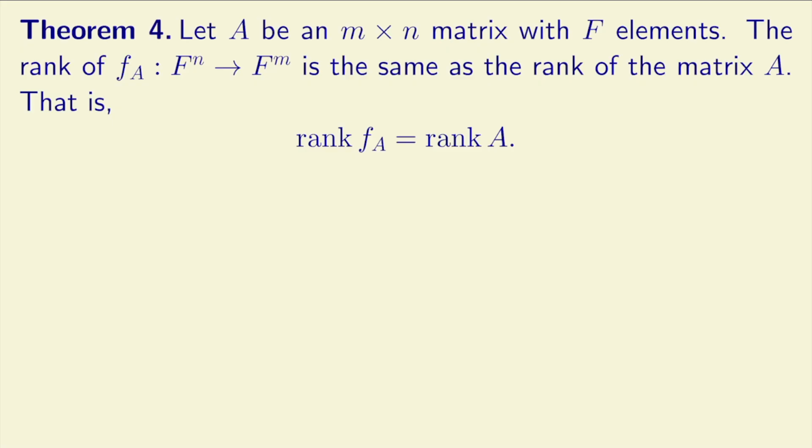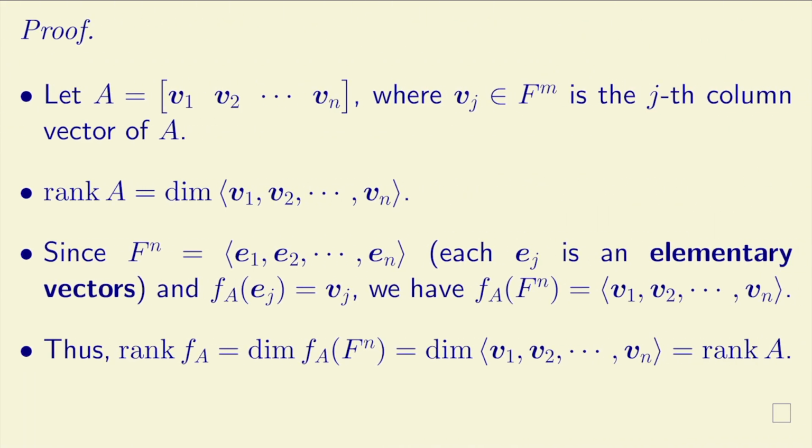Yep, and the proof on the next page shows why. It uses the fact that the image of the space is generated by the column vectors of the matrix. Since the rank of the map is the dimension of the image and the rank of the matrix is the dimension of the column space, and those two spaces are the same, their dimensions must also be the same.